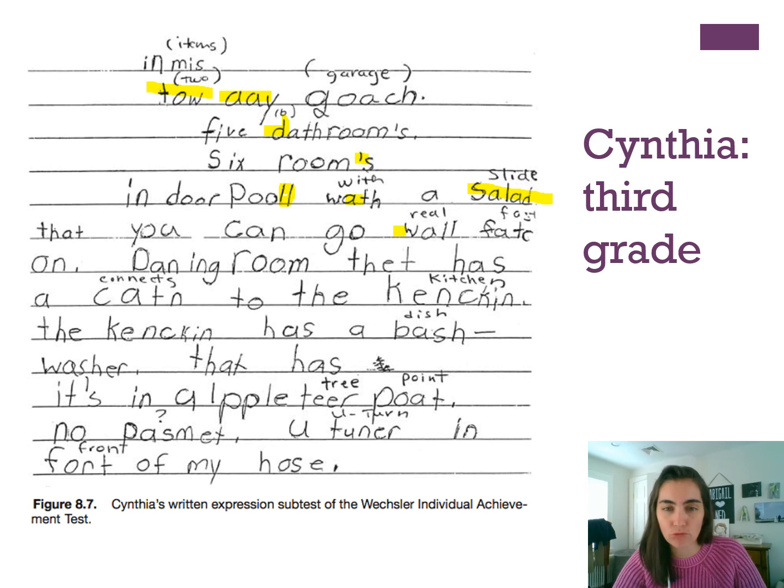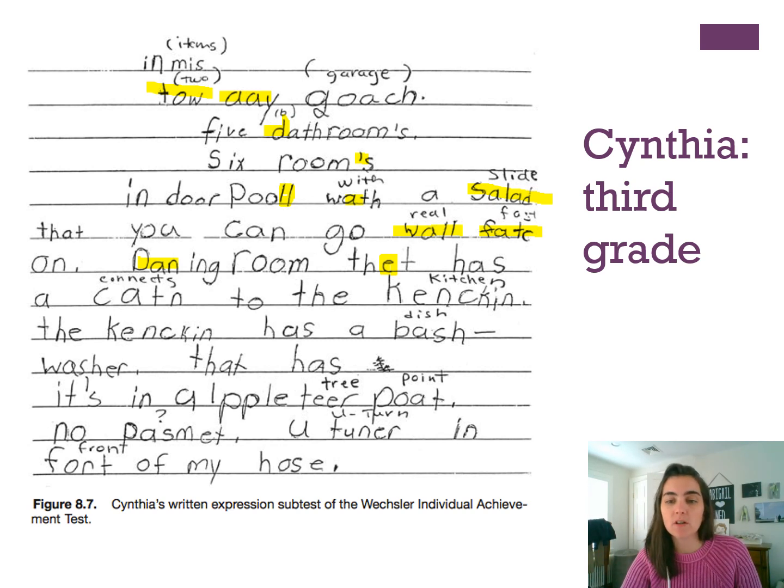That you can go real fast. Fast is spelled F-A-T-E. So that's definitely a phonological issue, just kind of throwing random E's on the end of things. Dining room, we see her using the wrong vowel again. Looks like A is kind of her go-to vowel that she's popping into some of these words. Dining room, that, except here, she needed an I, and we have an E, has, okay, connects.